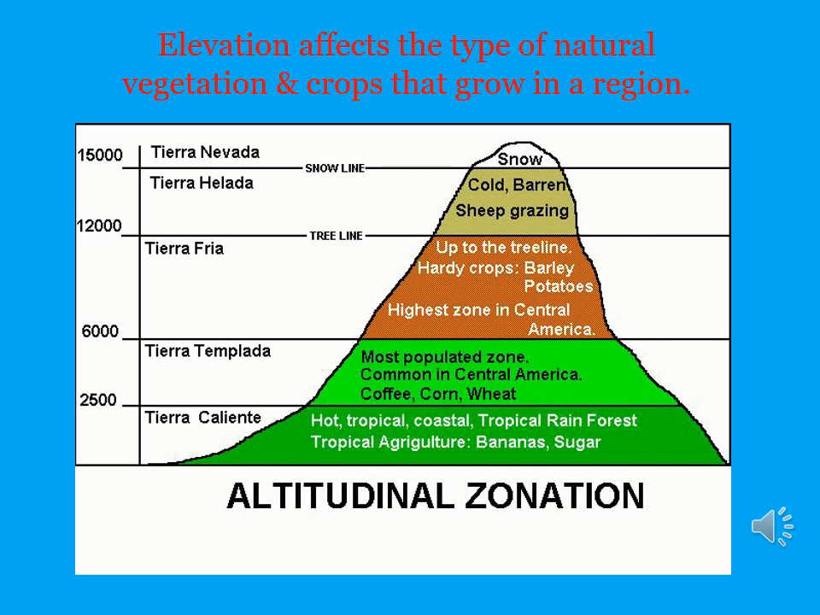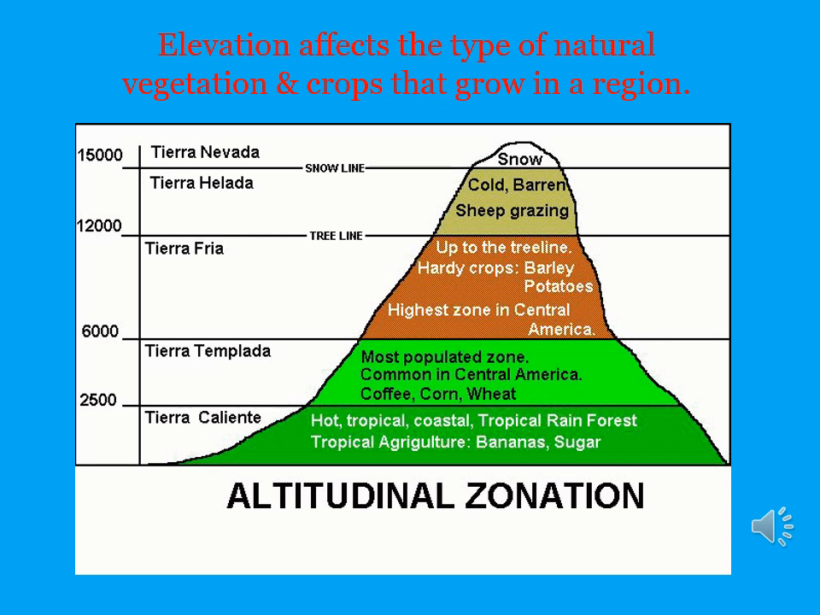So this one we talk about elevation. It's something called altitudinal zonation. The farther up you go in altitude, or the farther you go up in elevation, it will affect the different types of biomes and different types of vegetation that will grow. Okay, right here, these are some names for South American climates, or Central American climates.